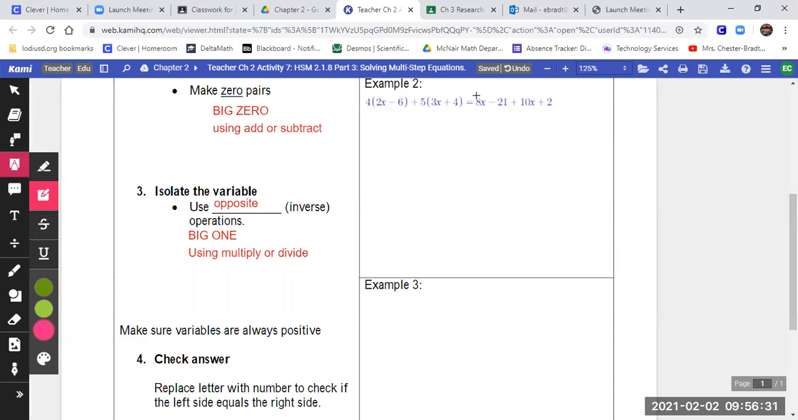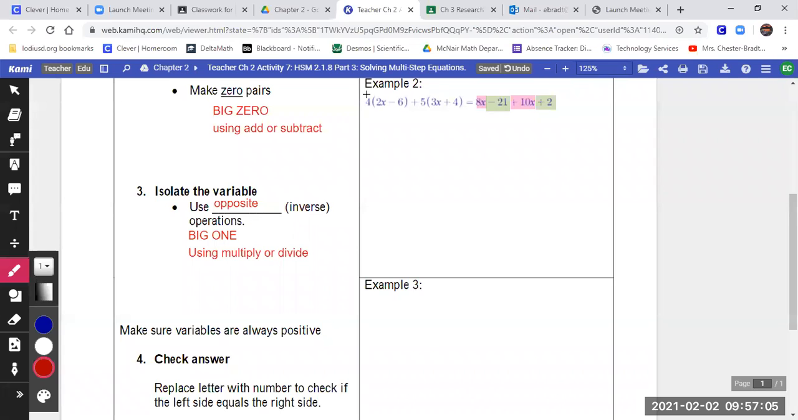We have a positive 8x with a positive 10x that we need to pull together. And we have a negative 21 with a positive 2 that we need to pull together. That has to be handled. Okay. And when we get to the other side, we have those parentheses. Those parentheses are called distributive, not combined like terms. So distributive are the ones where we have to multiply the outside into the problem.